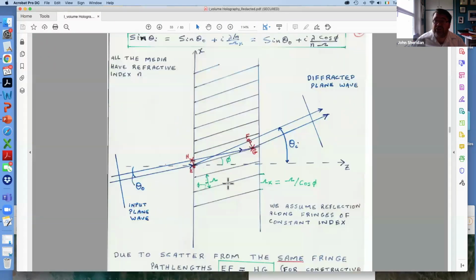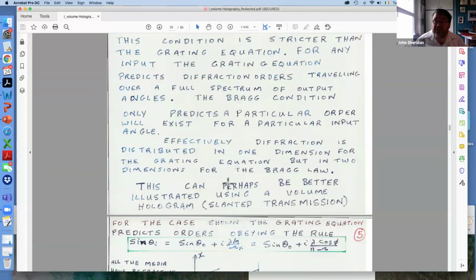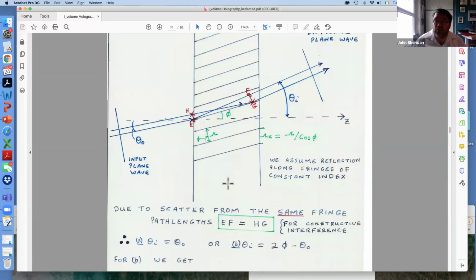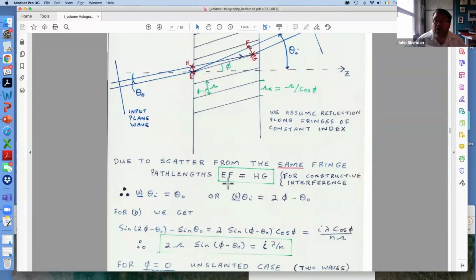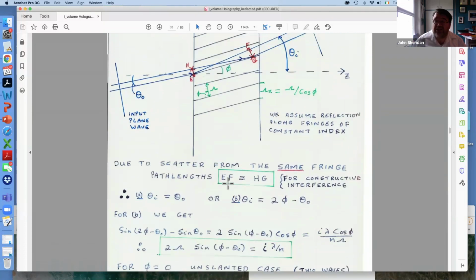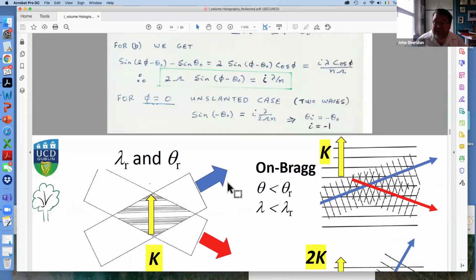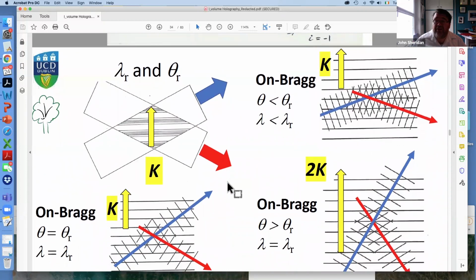Again, just to get you familiar with this type of idea, the grating equation is true for all gratings, whether they're considered multiple scatter, thick or thin. The Bragg condition is usually associated only with thick gratings, where we have multiple scatter. And we can come along here and illustrate this.